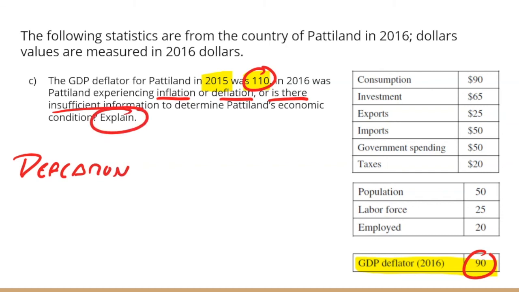And remember, it says to explain, so deflation because, I'm not going to actually write it out for sake of time. So the explanation: Paddyland is experiencing deflation because the GDP deflator in 2016 is less than the GDP deflator in 2015. Or in other words, the GDP deflator fell from 110 to 90 between 2015 and 2016, which indicates falling prices, which is our definition of deflation.